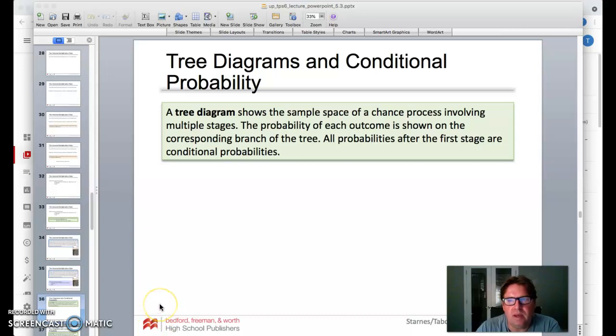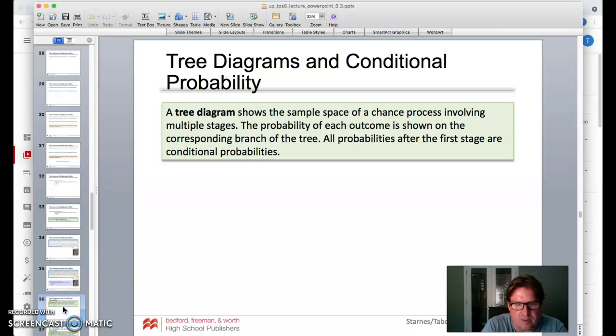All right, welcome back. We're going to finish up 5.3 in the chapter today, and we're going to pick it up where we left off with tree diagrams and conditional probability. Now, a tree diagram shows the sample space of a chance process involving multiple stages. The probability of each outcome is shown on the corresponding branch of the tree. All probabilities after the first stage are conditional probabilities, is what we're going to talk about there.